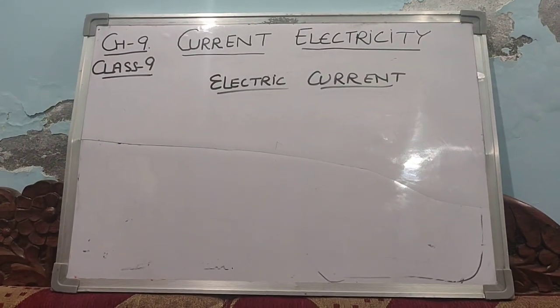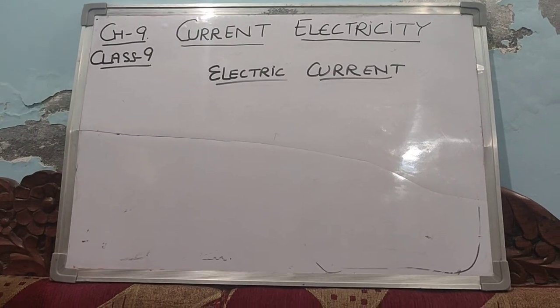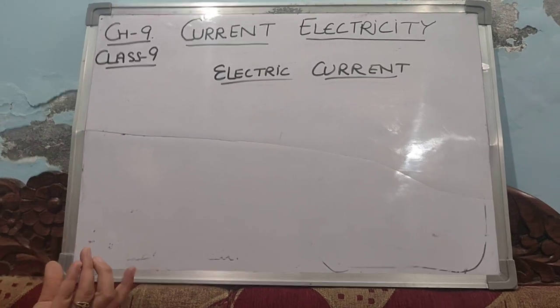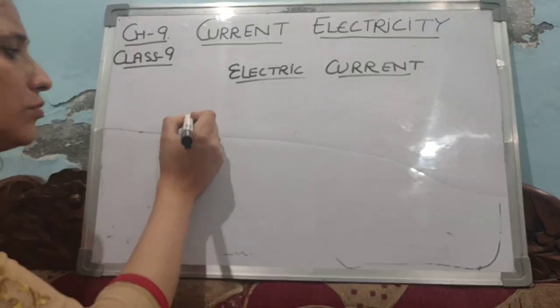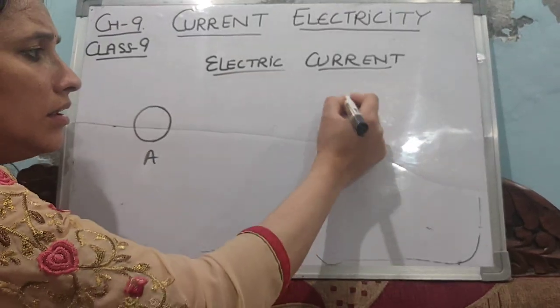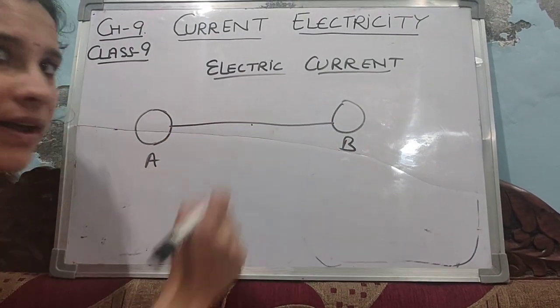So the next topic is electric current. Dear students, we have read that when two bodies are rubbed together, they get charged due to transfer of electrons. For example, if we have two charged bodies, let us say body A and body B, and they are joined by some metallic wire.